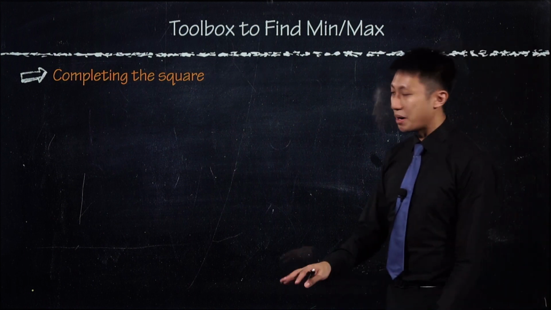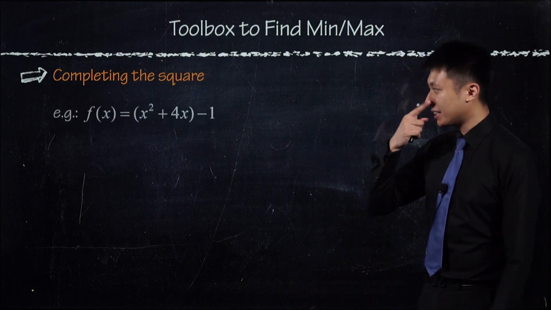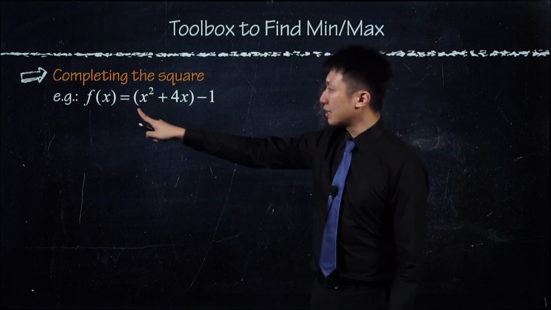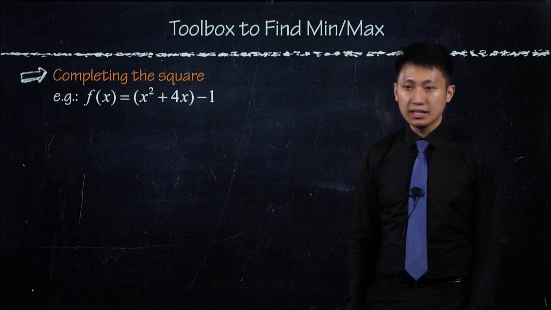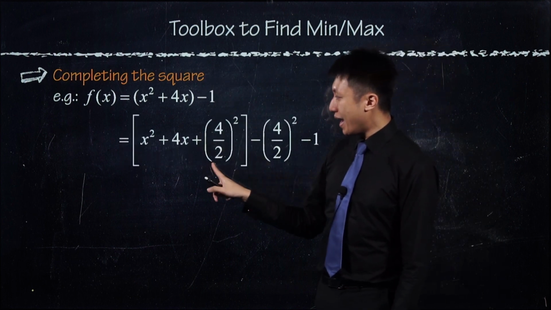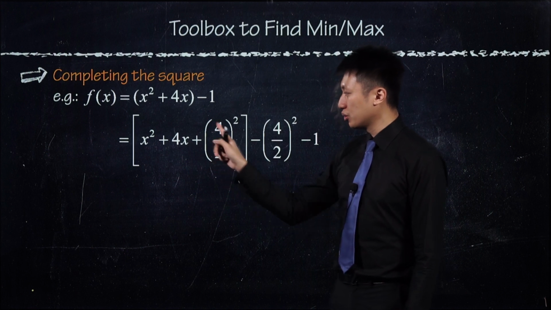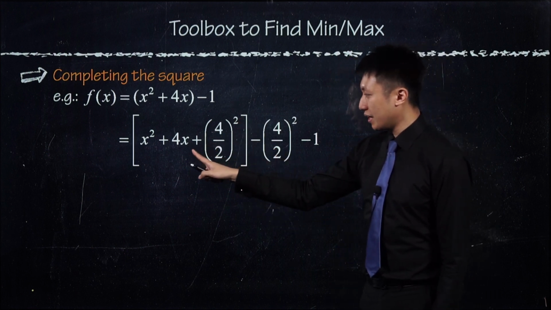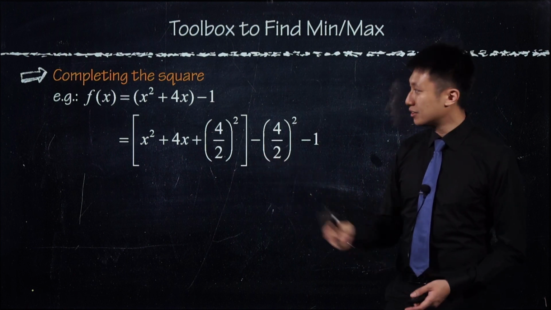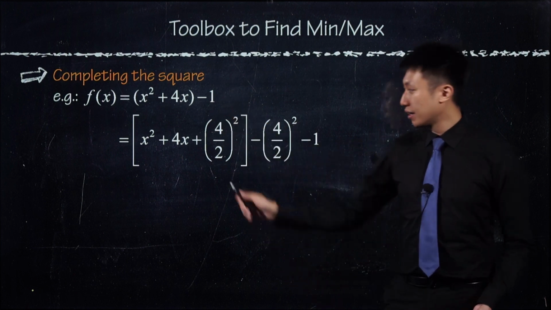Do you still remember or not? If not, I'll do one question here. For example, you have this one. What you can do is box out the x squared and 4x, and leave the constant outside. Then you add the middle term divided by 2, squared. If you add something here, you have to subtract it back, or else it won't tally with this one, right?